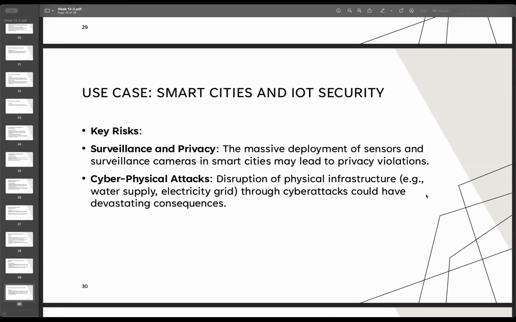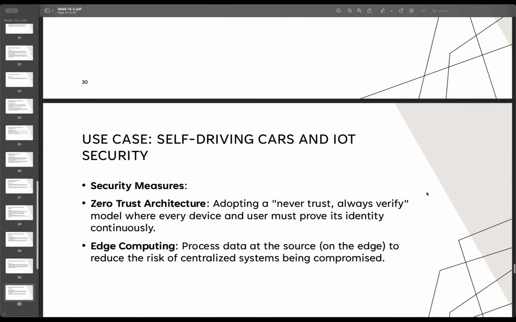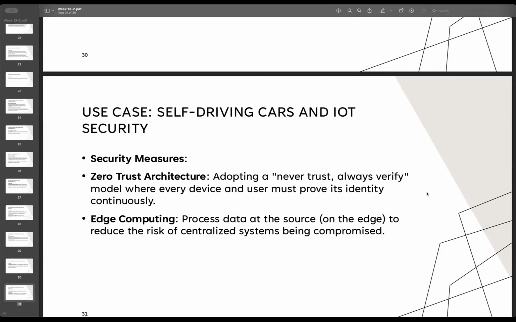Okay, maybe the water supply, the electricity, through a cyber attack. So they can have devastating consequences like this. They're all possible, so we need to think about all these risks. And how can we use the techniques we can provide, maybe the zero trust architecture.